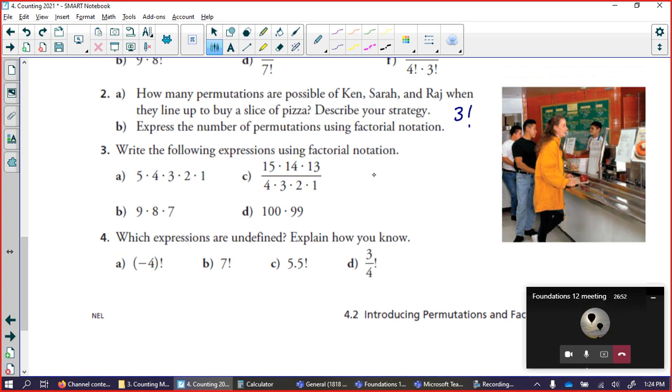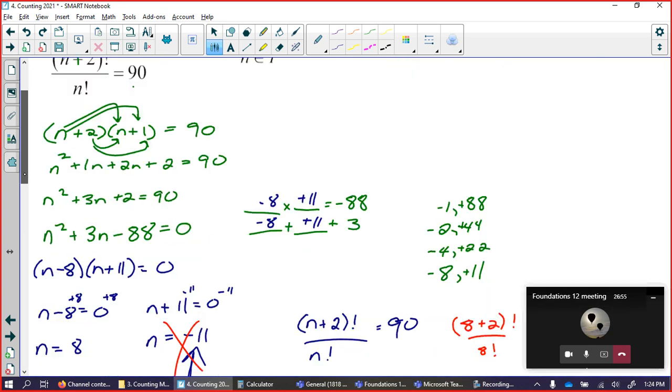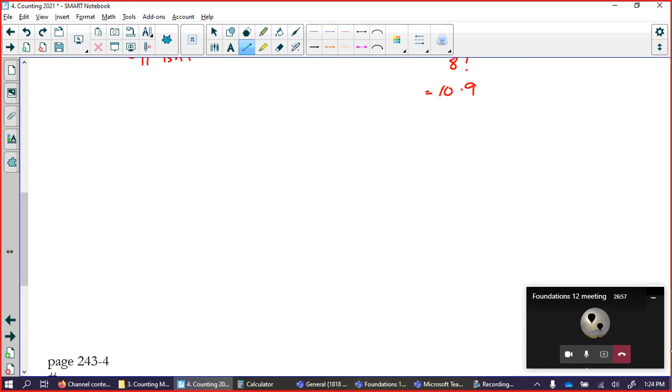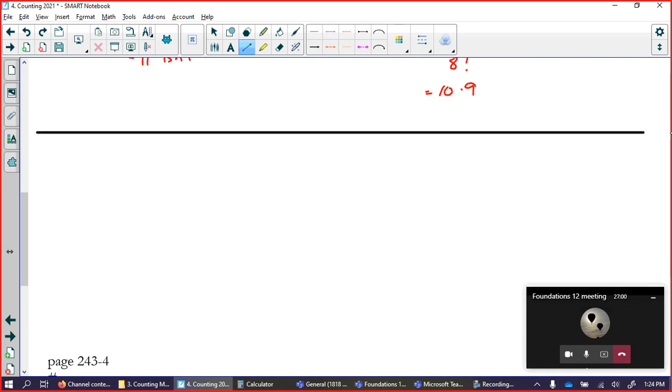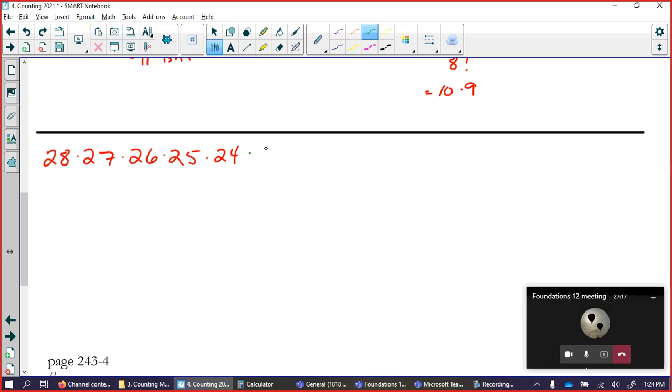Write the following expressions using factorial notation. So this is something we're going to add a little bit down here. Write as a factorial notation. So I'm going to pick a number, 28, and change colors, 14. So if I want to write this using factorials, I'm going to look at each part.